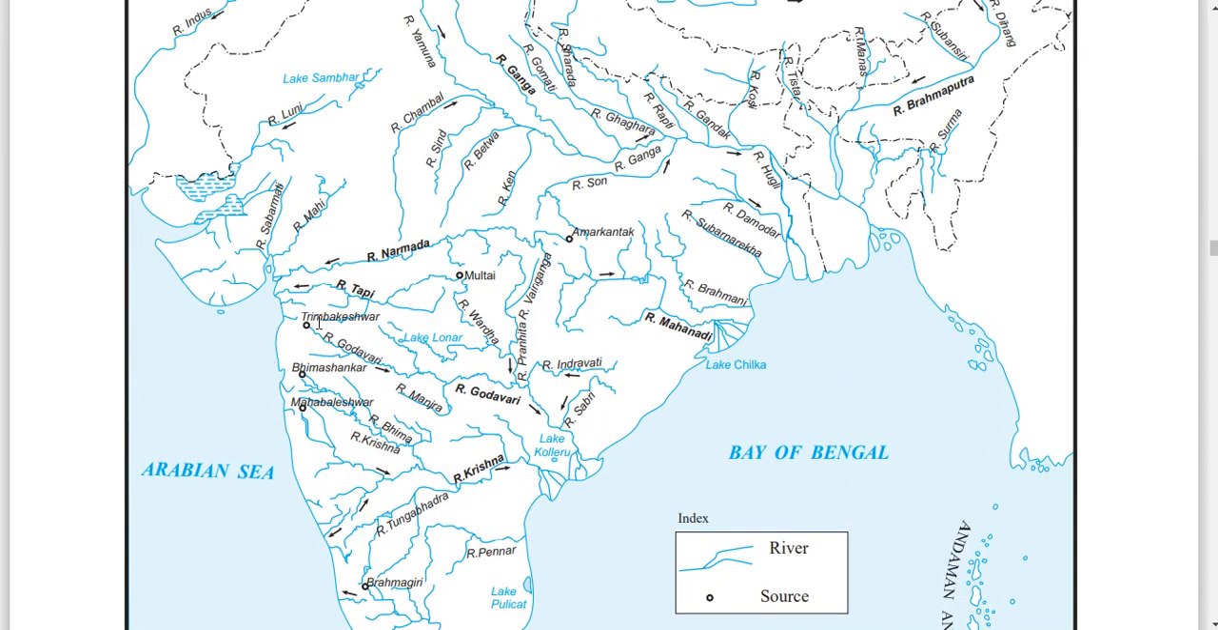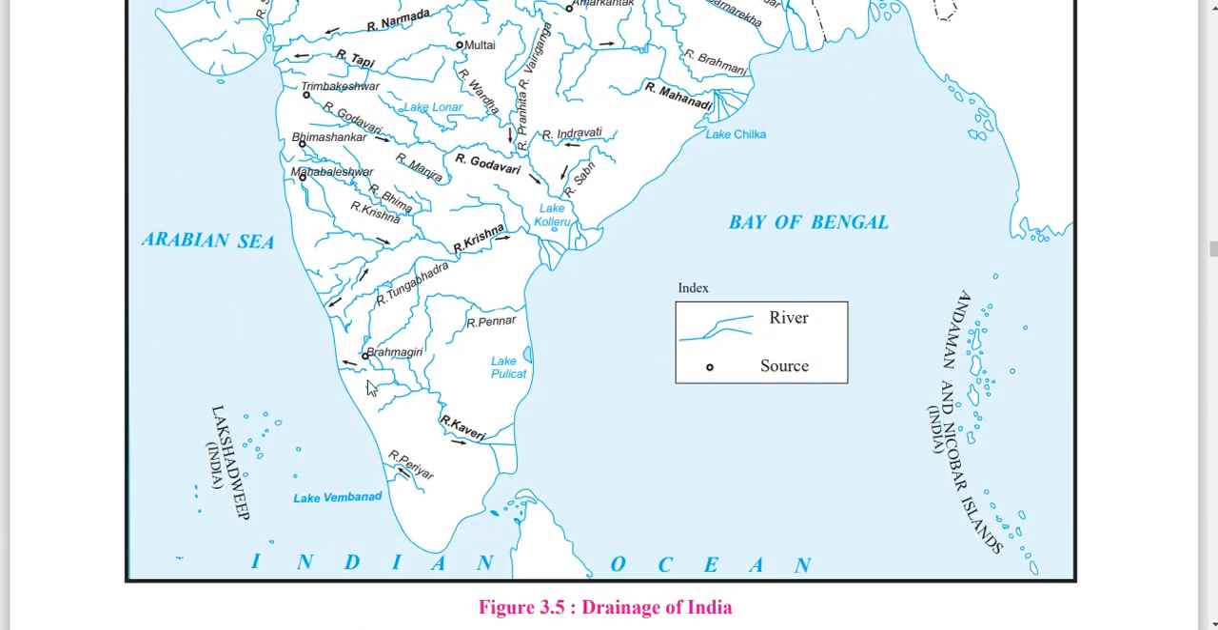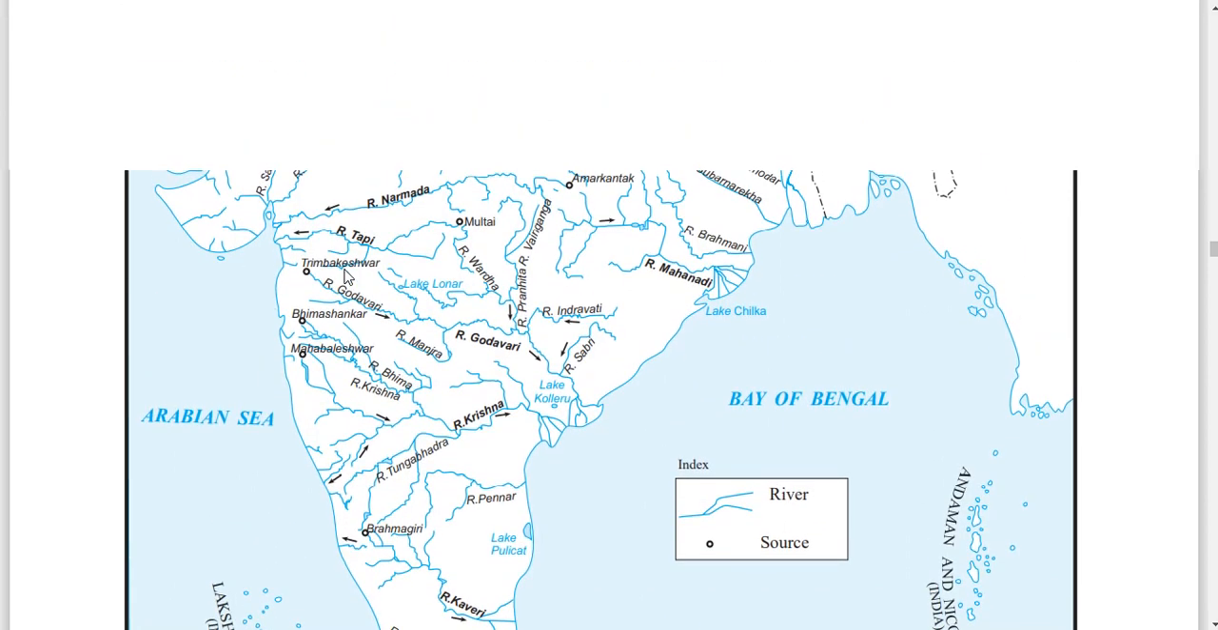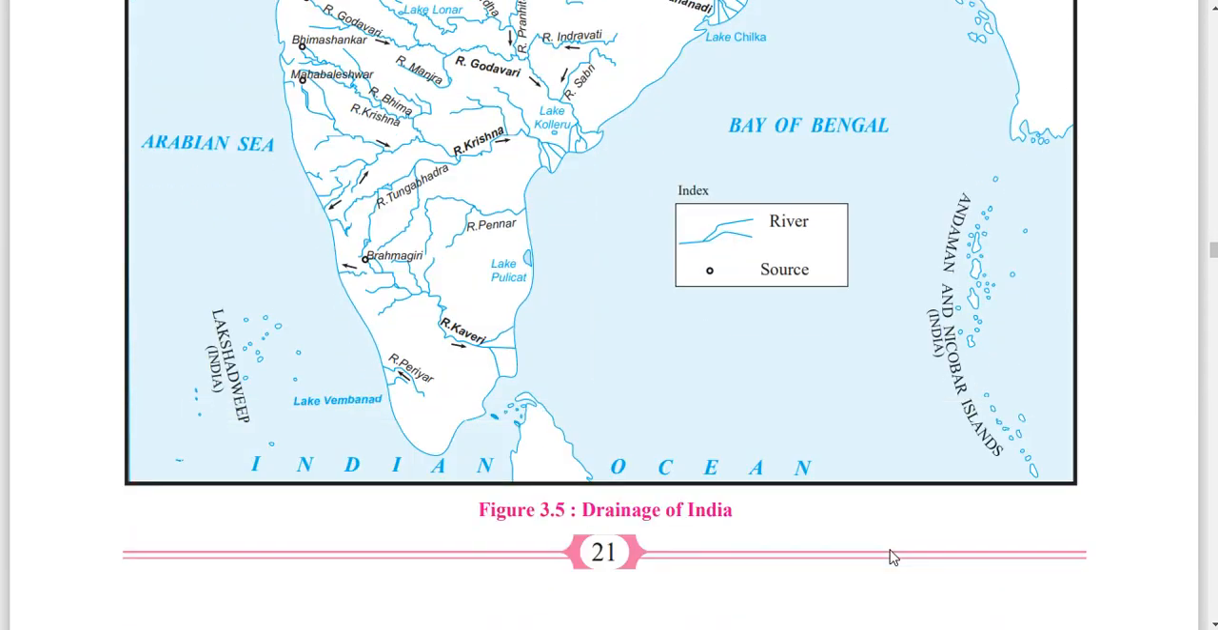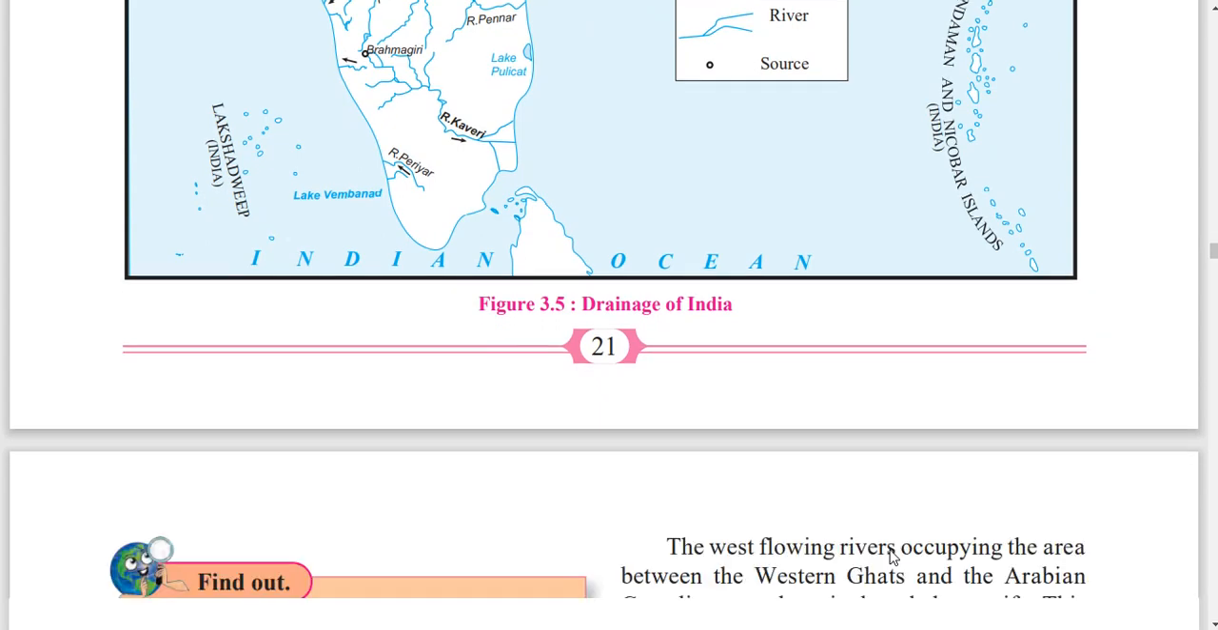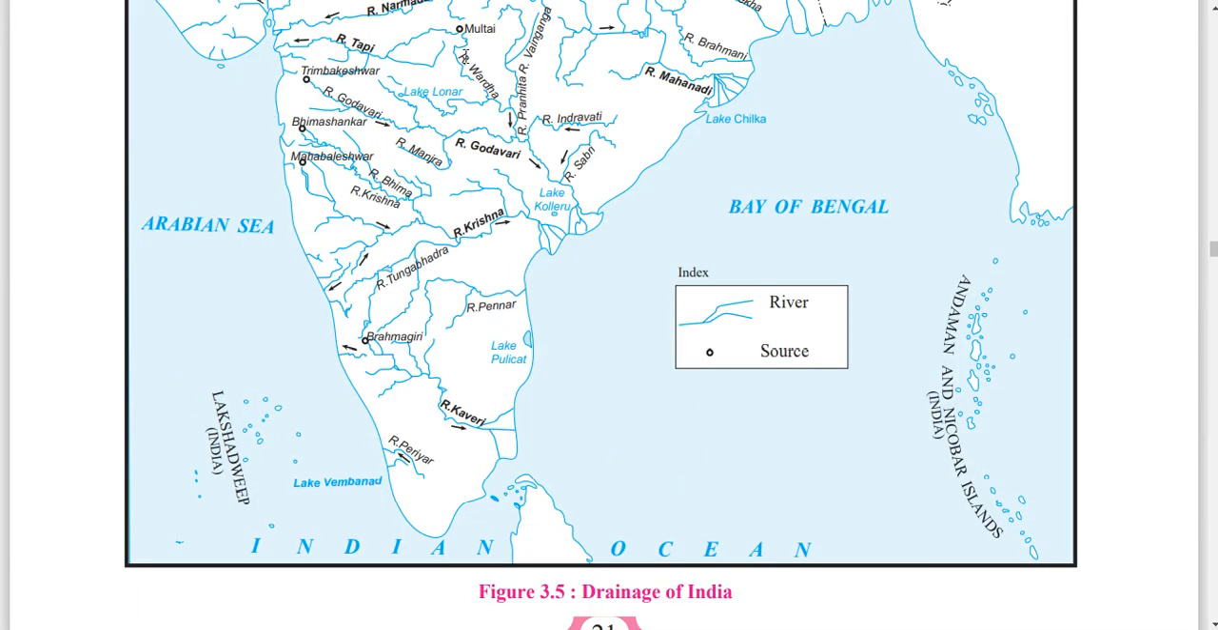Here you can see most of the rivers are flowing in the southern region. Most of the rivers flow from west to east. Very few small rivers are starting from the west and going to the Arabian Sea. Otherwise, most of the rivers are going towards the Bay of Bengal due to the inclination towards this direction.